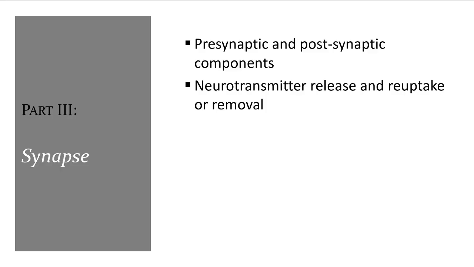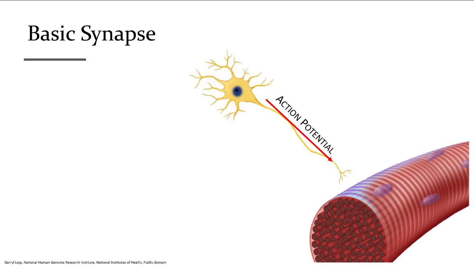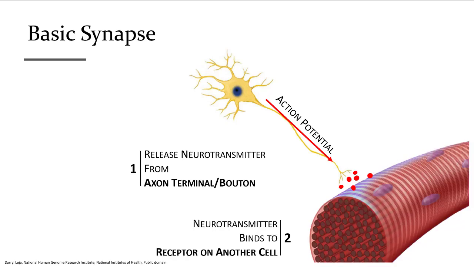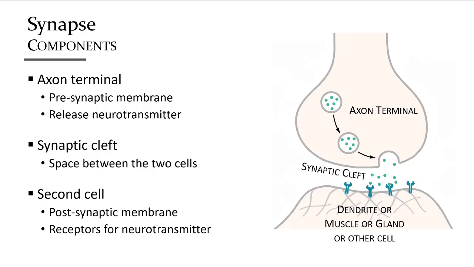For the synapse, we'll talk about the components here. The release of a neurotransmitter onto another cell, such as another neuron, muscle cell, or gland, is known as a synapse. The components are the end of the neuron and the axon terminal that releases a neurotransmitter onto the membrane of a second cell. The components of a synapse start with the end of a neuron, the axon terminal.